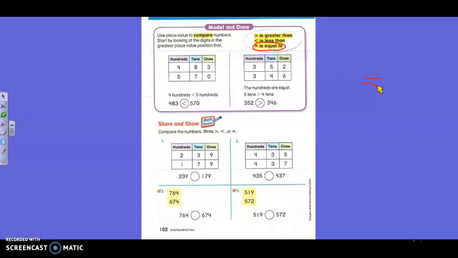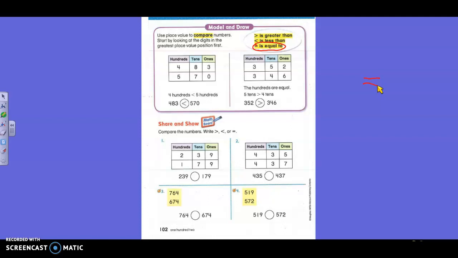Start by looking at the digits in the greatest place value. The greatest is the hundreds. 100 is more than 10 and 100 is more than 1. Okay? You always look at the hundreds position first, or the greatest one first. If there's a 1,000, you're going to look at the 1,000 first. But I think there's just 100s, 10s, and 1s.